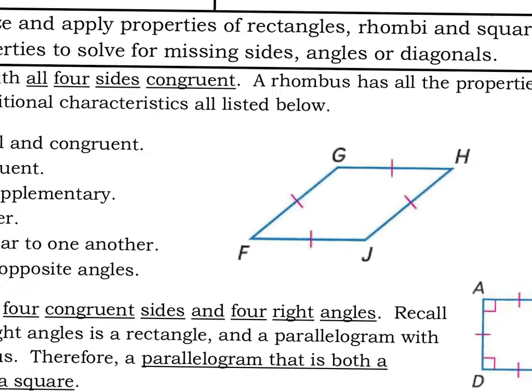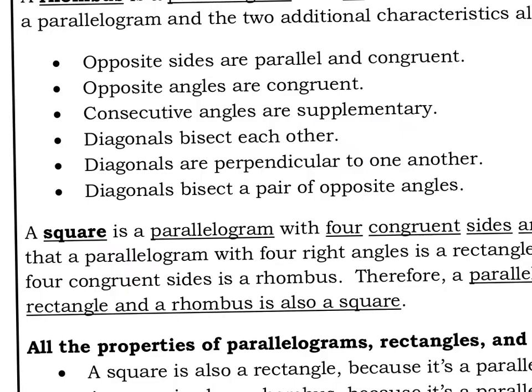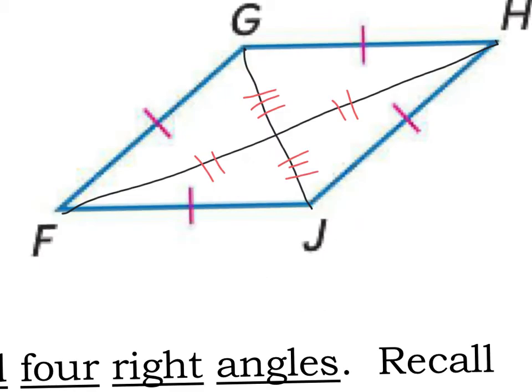Next, it says your diagonals bisect each other. So what that means is if you draw your diagonals where they intersect, it's creating congruent segments there, and then it's creating other congruent segments right here. And then these last ones are unique to rhombi. Diagonals are perpendicular to one another, and diagonals bisect a pair of opposite angles. So when it says they're perpendicular to one another, it's telling you that it's making right angles. So basically all these angles here are right angles, creating four right triangles here.